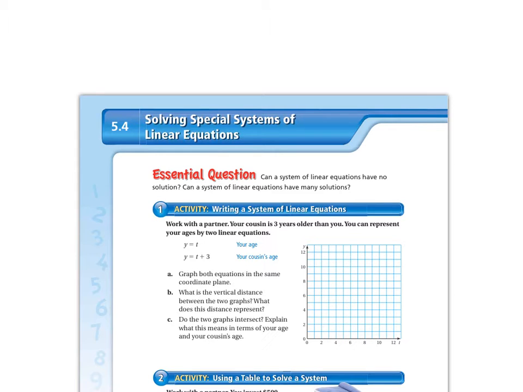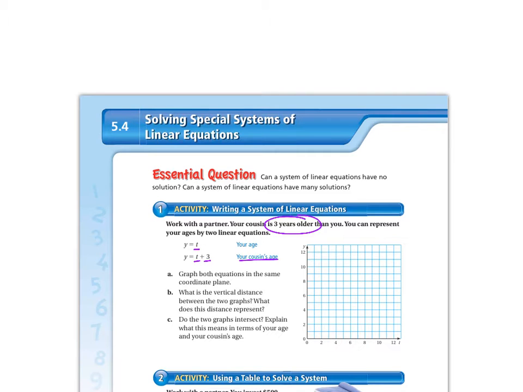This one says, your cousin is 3 years older than you. You can represent your ages by two linear equations. So y equals t and y equals t plus 3. So the y represents the age. Now t is your age. Okay, so you are t years old. And then if you take t, your age, and add 3 to it, that's going to be your cousin's age, who's 3 years older than you.